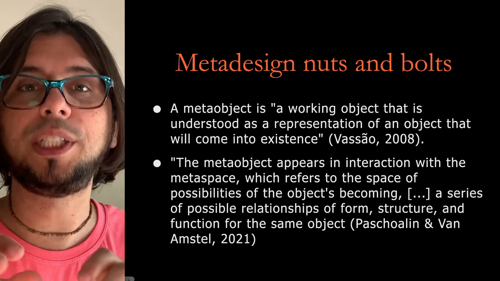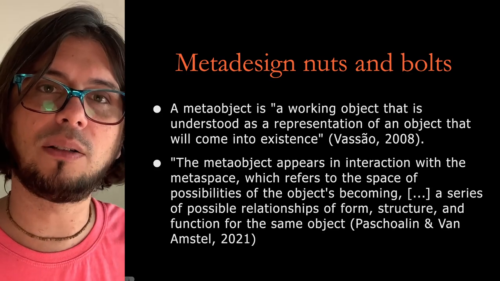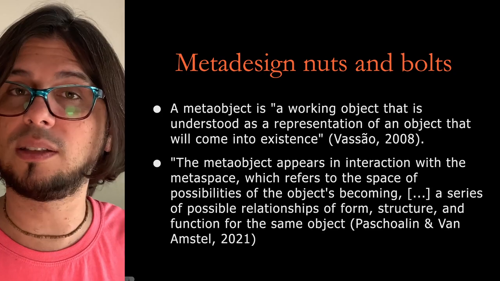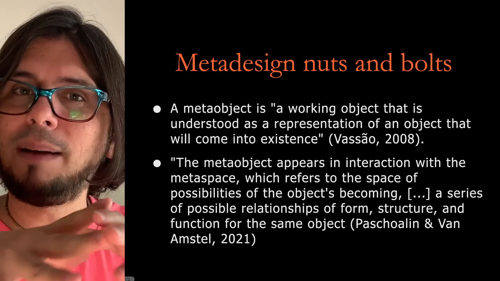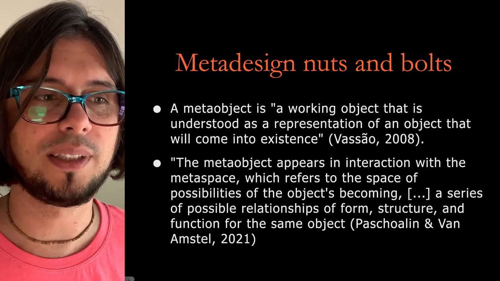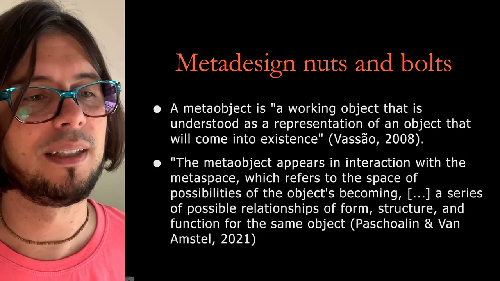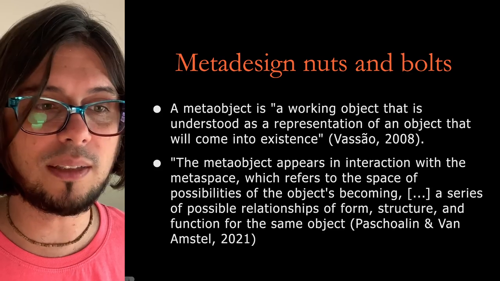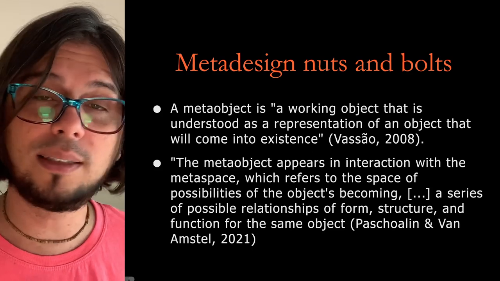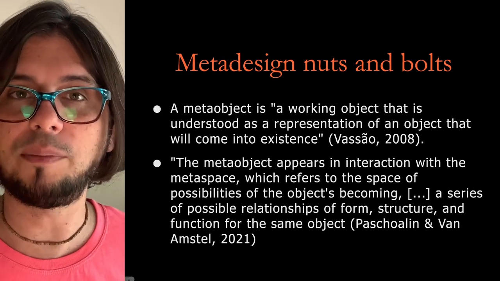But once we start manipulating a meta object, a meta space around this object emerges, because since you are in a fuzzy front end, there are many possibilities to explore for this new idea, this new concept. So a meta object appears in interaction with a meta space, which refers to the space of possibilities of the object's becoming, a series of possible relationships of form, structure, function for the same object.